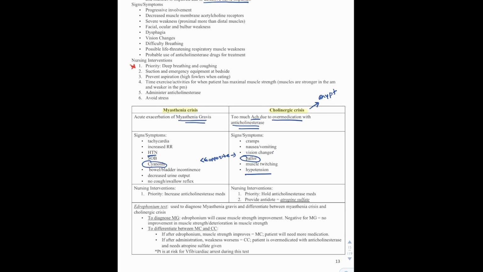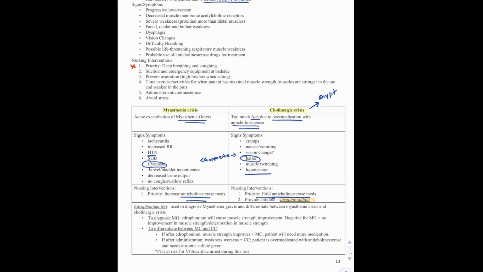So for myasthenia crisis, our priority is to increase anticholinesterase meds. So we want to increase those. Our nursing priority for a cholinergic crisis is we want to hold the anticholinesterase meds. So again, they're the opposite. And if there is an overdose for cholinergic crisis, the antidote is atropine sulfate.